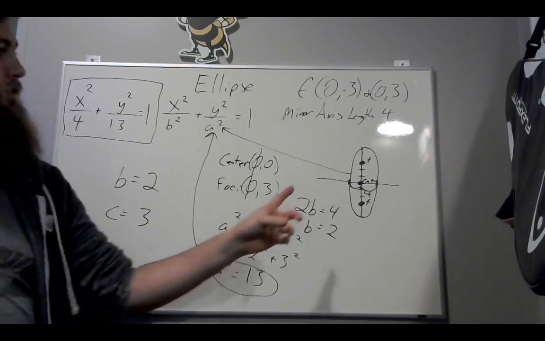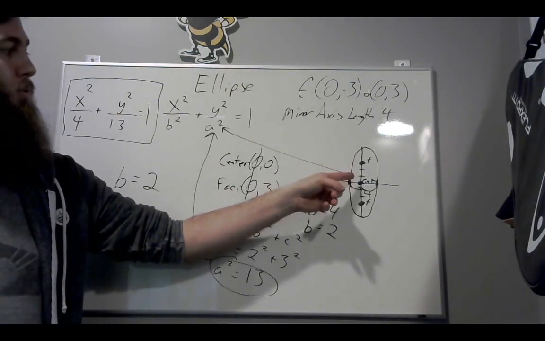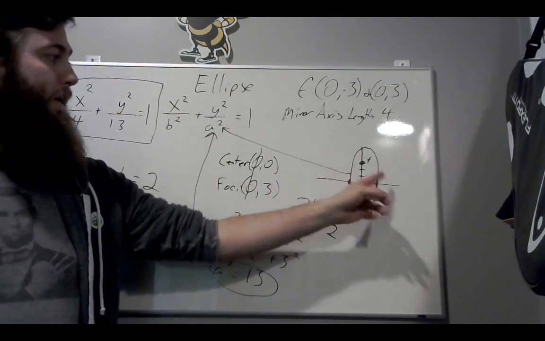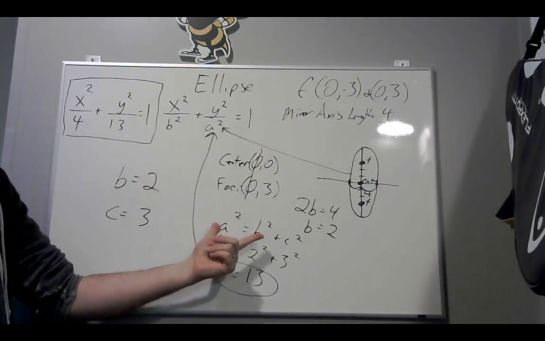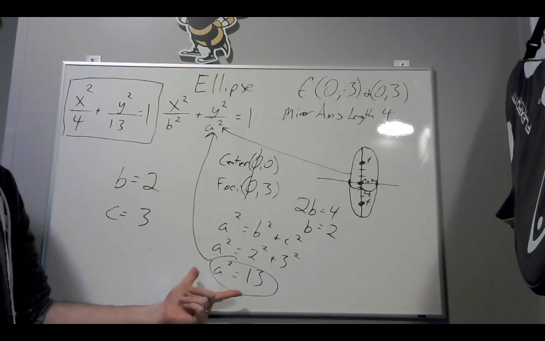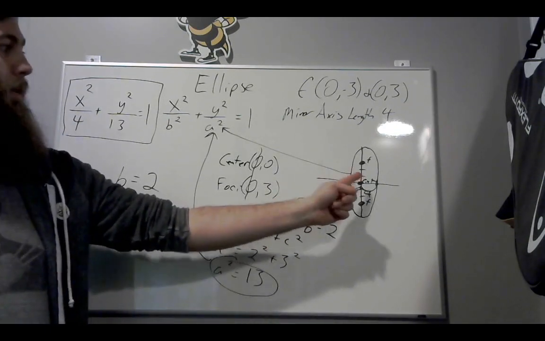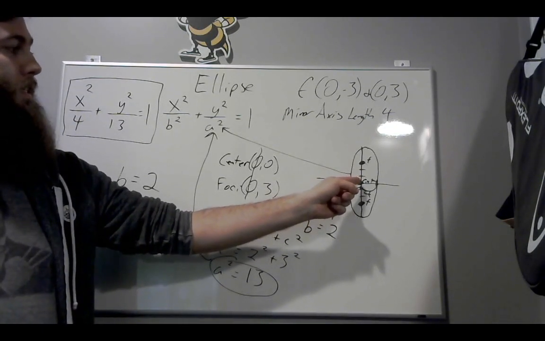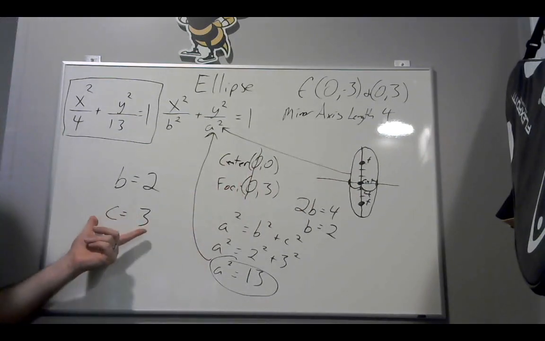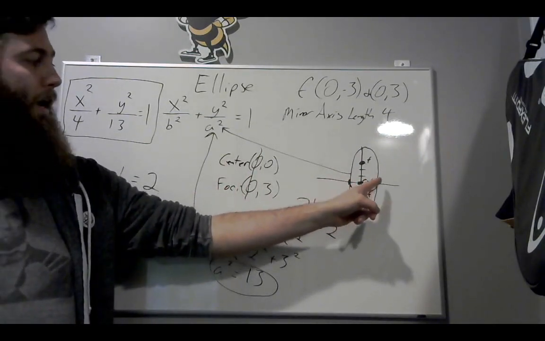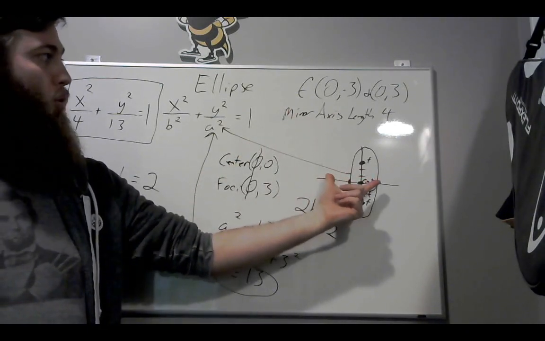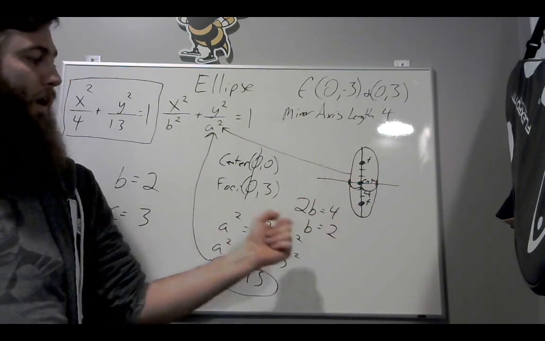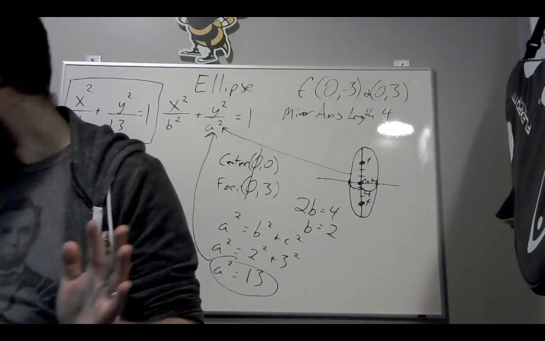So I needed to figure out the lengths between my center and my endpoints, which I didn't have for the major one, so I needed to use my Pythagorean identity to help me find that. We found c by finding the distance between the center and the focus. And also for the minor axis, we used the idea that 2b is the total length of the minor axis, so I could find b, which was just 2.